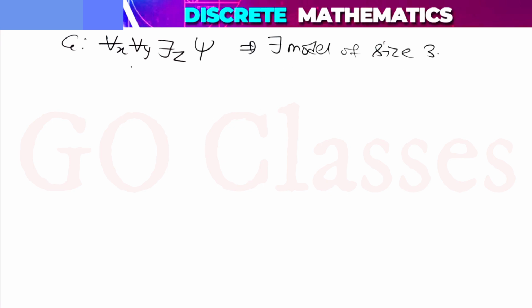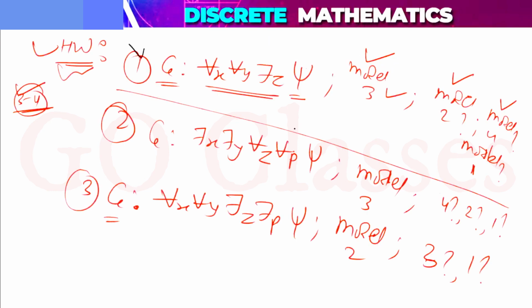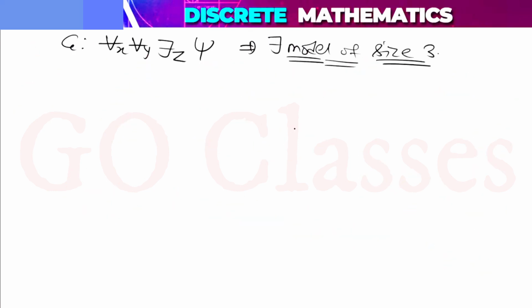Basically, he is saying that there exists an environment in which the domain has size 3. There are 3 elements in the domain, and for that domain we have some interpretation of psi such that this formula becomes true. This is given. Now what he is asking is, can you guarantee that there is a model of size 2? Can we guarantee that a model of size 2 will be there? Let's see.